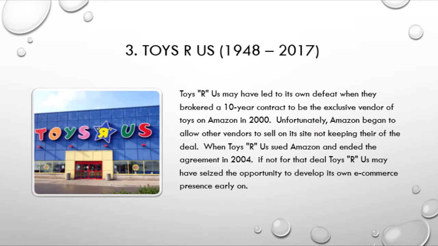Toys R Us may have led to its own defeat when they brokered a 10-year contract to be the exclusive vendor for toys on Amazon in 2000, which you would have thought would have been great. Unfortunately, Amazon began to allow vendors to sell on its site, not keeping the deal. When Toys R Us finally sued and ended the agreement in 2004, it was over. If not for that deal, Toys R Us may have seized the opportunity to develop its own e-commerce presence early on.